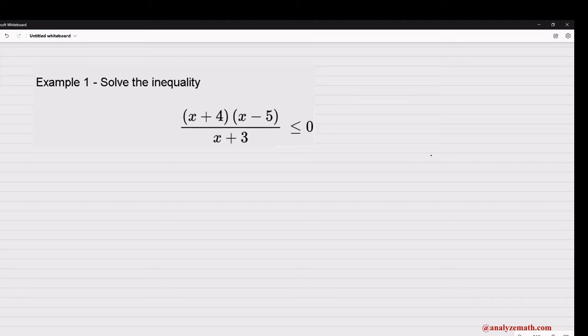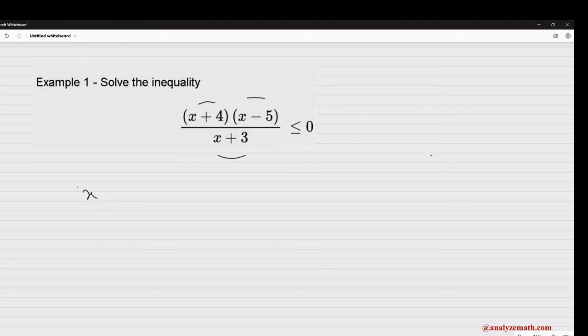Let's look at example number 1. In example number 1, we have an inequality that is already factored, numerator and denominator, and written in standard form with the 0 on the right side. So all we need to do is study the sign of x plus 4, and all the three factors.